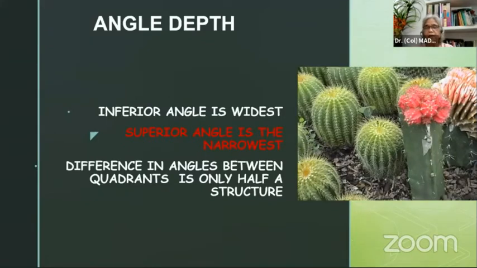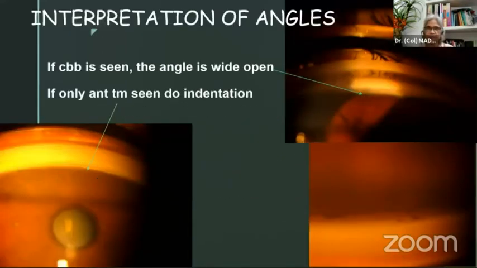So now the angle depth is most deep in the inferior and least deep in superior. And in normal people, the difference is not more than one angle structure. Coming to interpretation of angles, if ciliary body band is seen, angle is open. If only anterior TM is seen, then we are in doubt. We must see posterior TM at least 180 degrees.